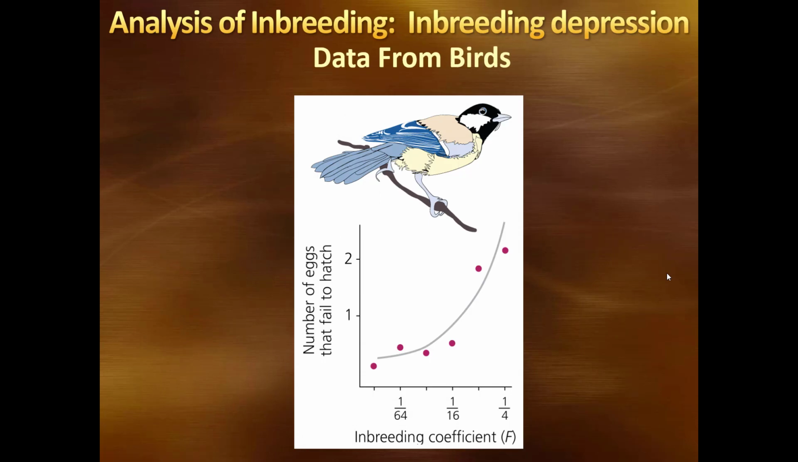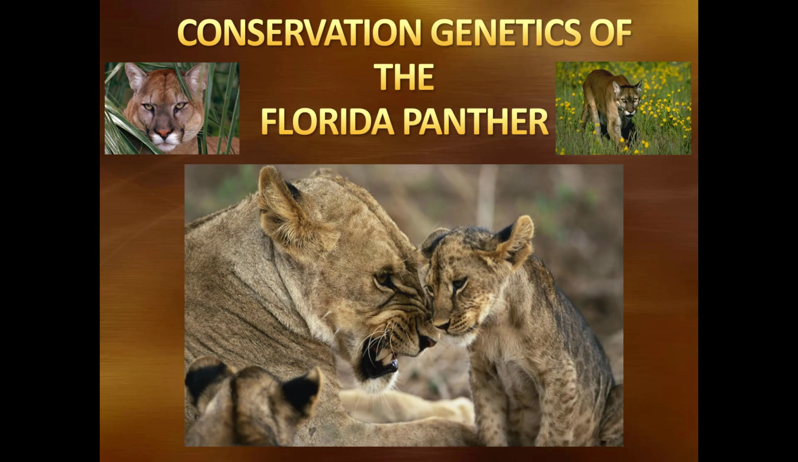The data we see here are from birds. And in this particular case, what we're seeing is the coefficient of inbreeding. As that coefficient increases, so we get more and more inbreeding, the number of eggs from a clutch that fail to hatch increases almost exponentially here. So the more and more inbred the parents are, the more likely those eggs are to not hatch. So that's clearly, by definition, inbreeding depression.